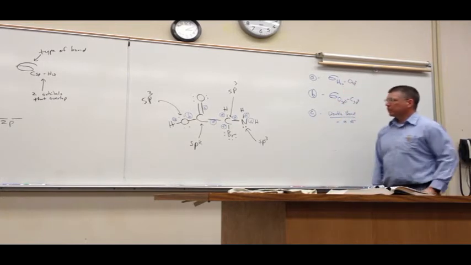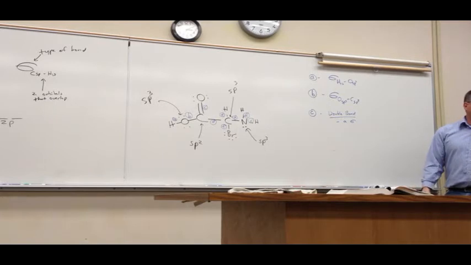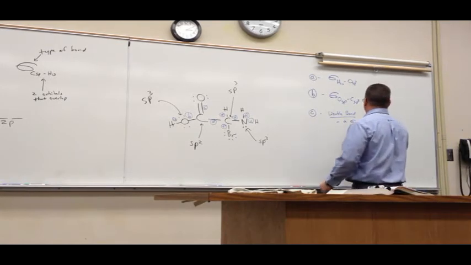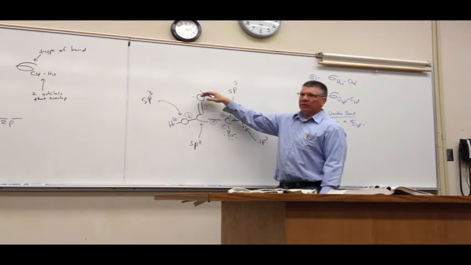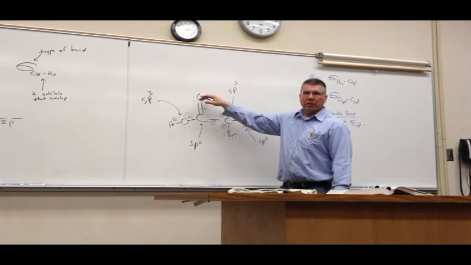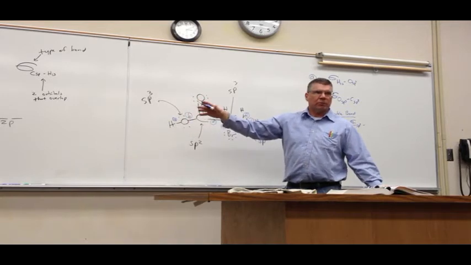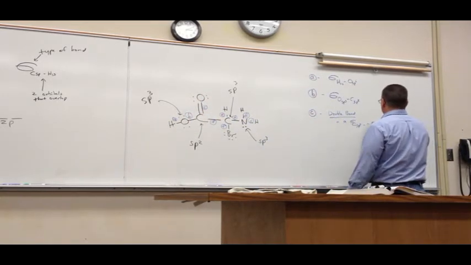What's the sigma? Which orbitals are overlapping? What's coming from the carbon? Carbon sp3. Or carbon sp2, right? Now, we're not going to hybridize the oxygen, which means that the electrons are all in 2p or 2s orbitals, right? We're going to call that 2p.